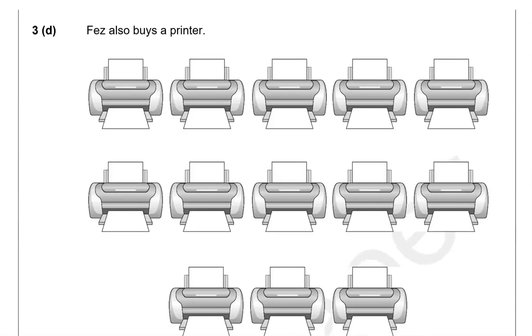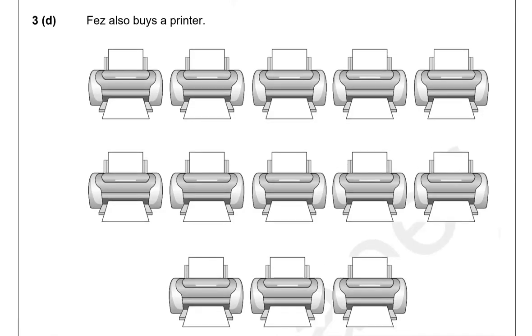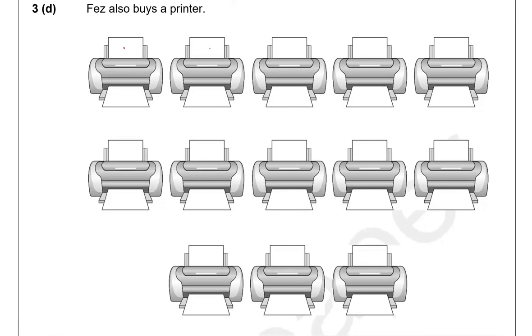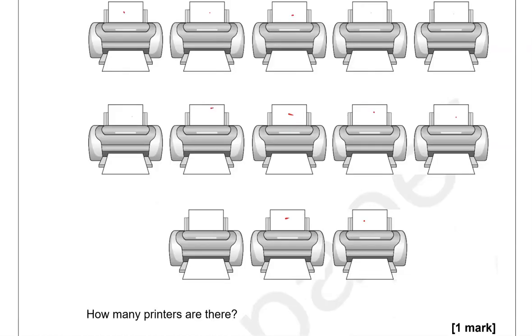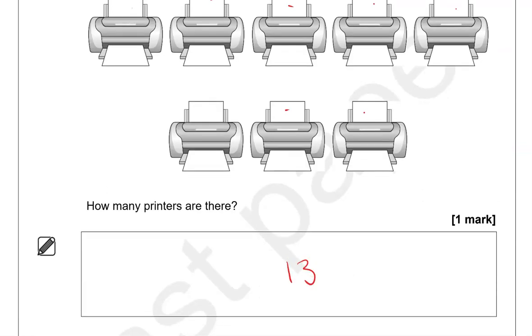Fez also buys a printer. How many printers are there? So we've got 1, 2, 3, 4, 5, 6, 7, 8, 9, 10, 11, 12, 13. So 13 printers.